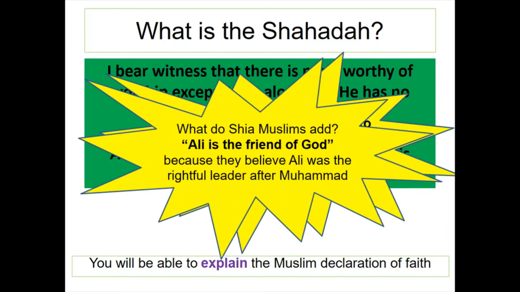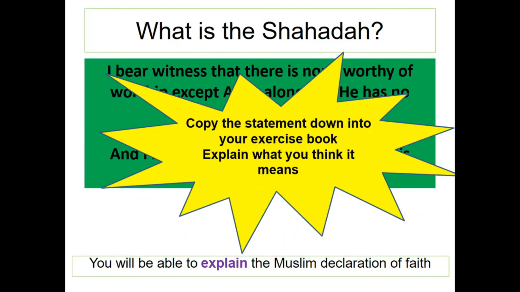Just like to add, Shia Muslims add "Ali is the friend of God" to the end of the Shahada, and that is because they believe Ali was the rightful leader after Muhammad. So the Shahada is the same for Sunni and Shia Muslims, but there is an extra bit added on.